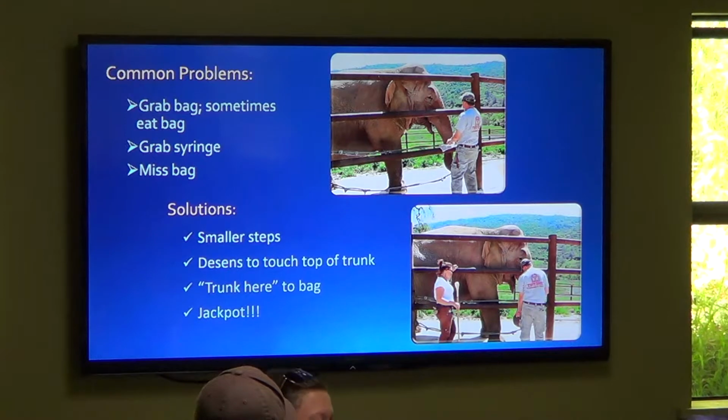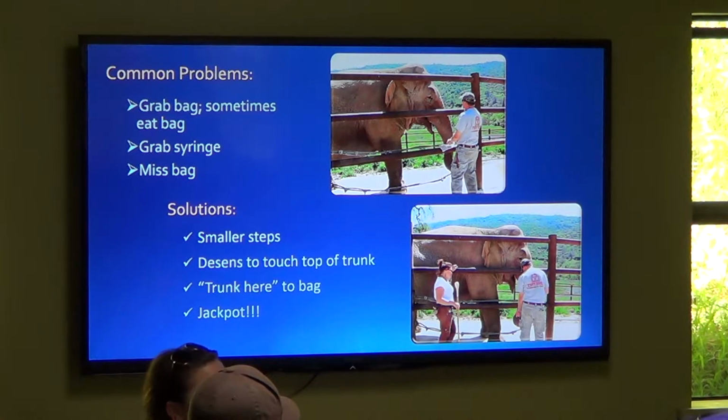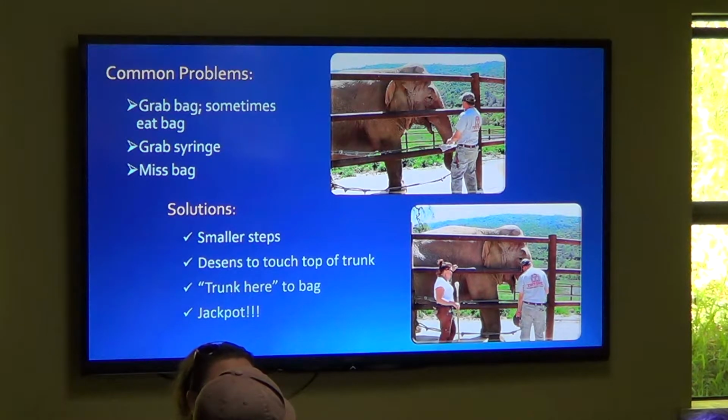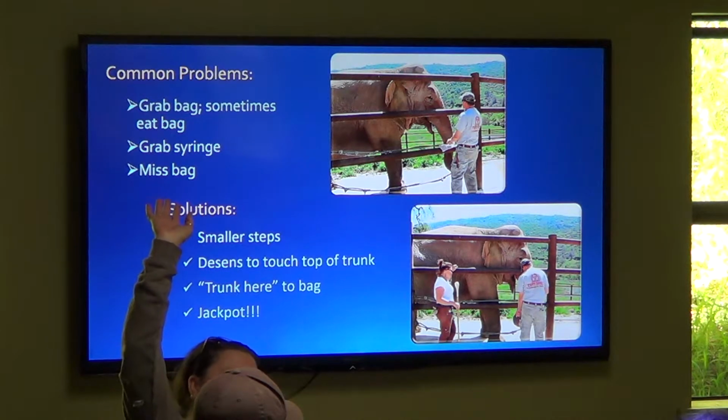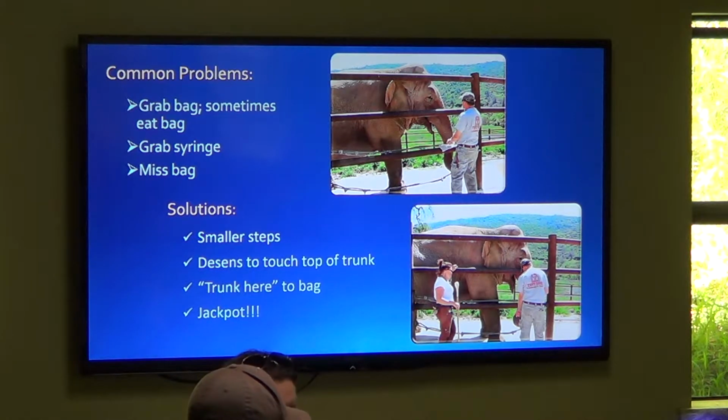All right, so there's a common problem. Thinking about shaping as all the small steps, one of the most common mistakes that certainly newer trainers make, and I think we all sometimes fall into this problem as well, is trying to take too big of steps. You think the animal's ready to take this big leap, so I'm going to go from having your trunk all the way up to all the way down and in the bag. And that might just be too big of a step.